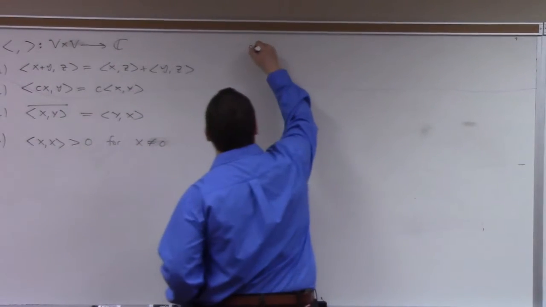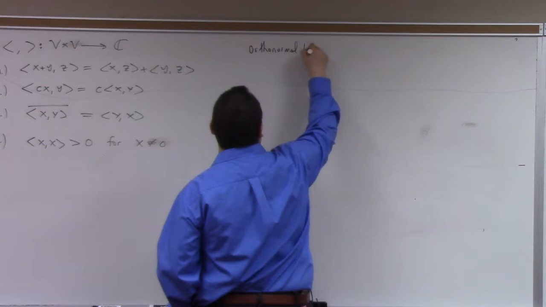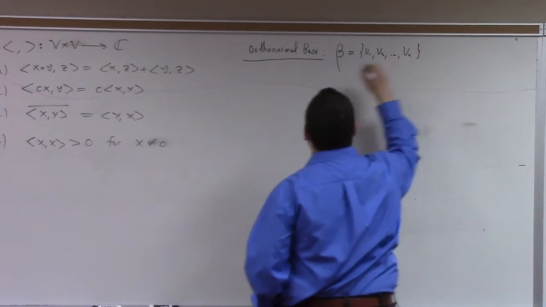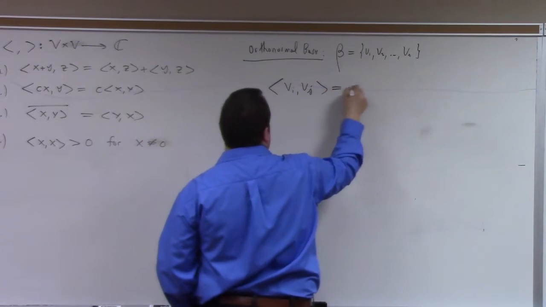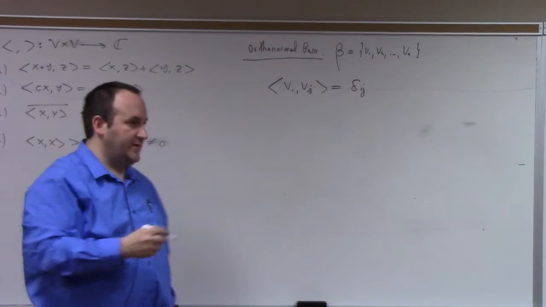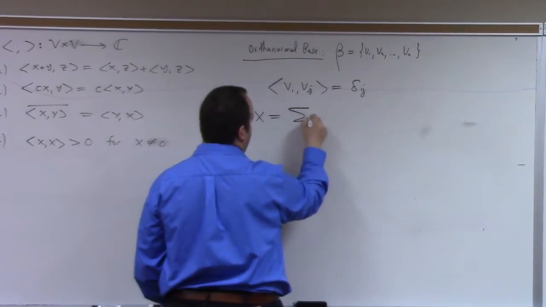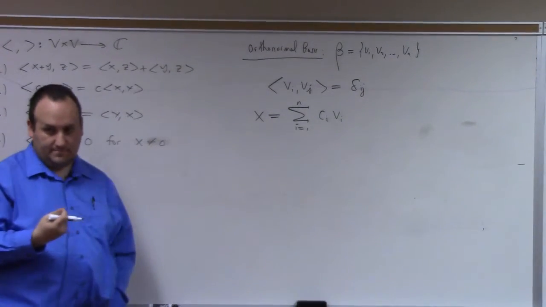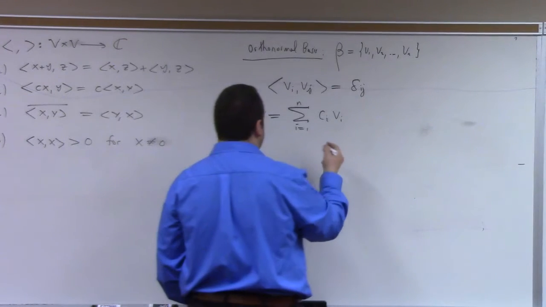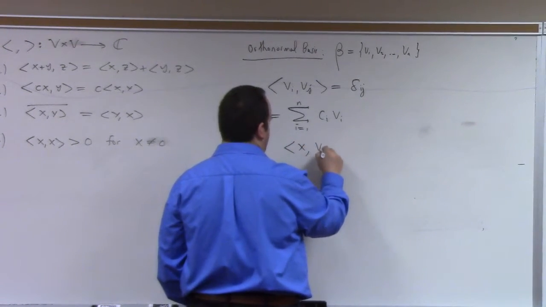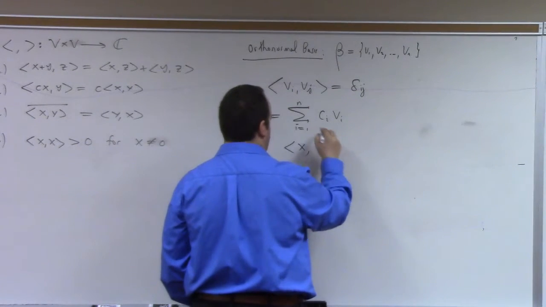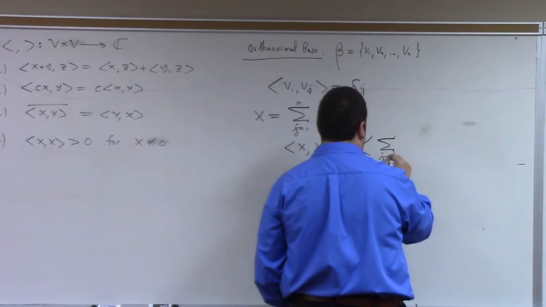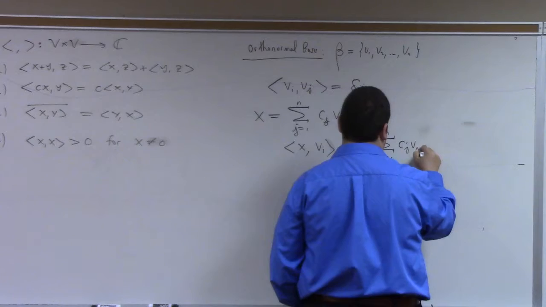So if we have an orthonormal basis, what is that? Even in the complex case, the inner product of Vi and Vj is the Kronecker delta ij. And so if we have x equal to the sum, i equals 1 to n, of Ci Vi, the question is, what is Ci? Well, if we look at the inner product of x and Vi, I can put a j here, so this would be the inner product of the sum, j equals 1 to n, of Cj Vj with Vi.